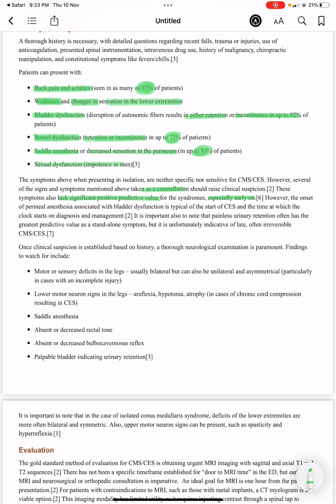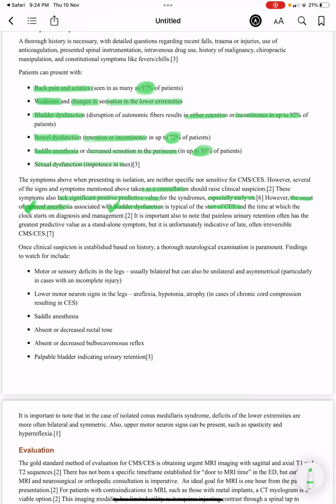The first is the onset of perineal anesthesia. Perineal anesthesia associated with bladder dysfunction is typical of the start of cauda equina syndrome. First the patient has perineal anesthesia and bladder dysfunction, and at that time the clock starts on diagnosis and management.